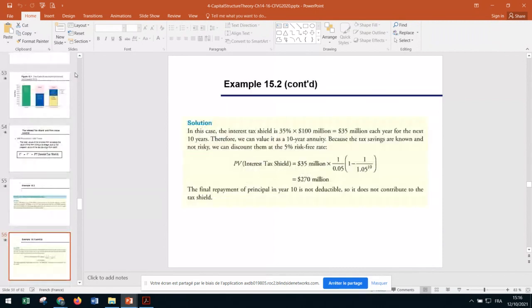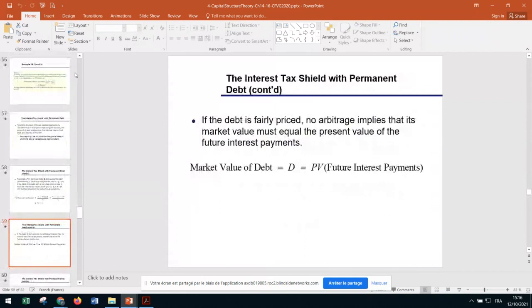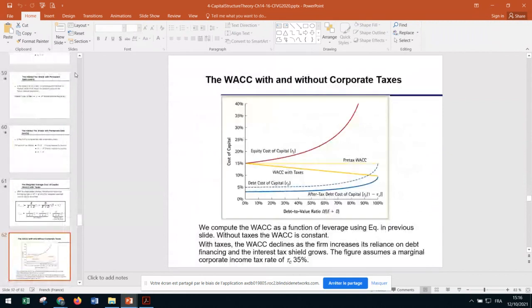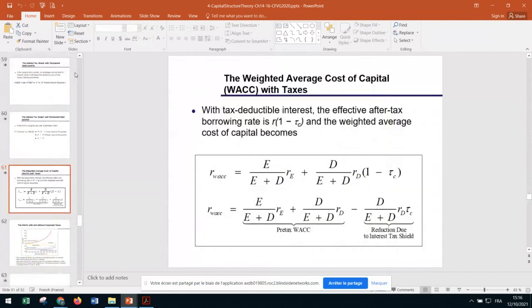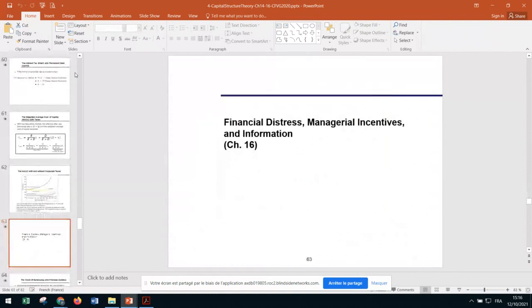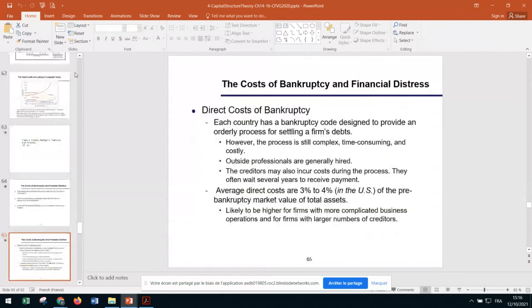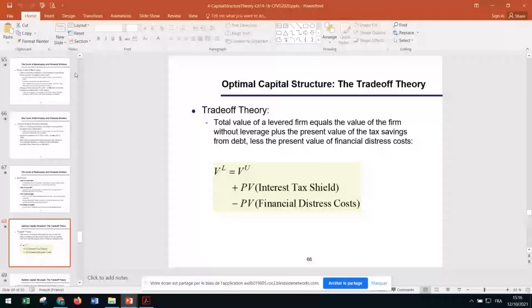All right, and this is how to calculate the present value of the interest tax shield. This is another revisit of the WACC formula. Then we argue that the benefit does not come alone; it comes with associated costs, and the cost that is very obvious is financial distress costs, and the present value of financial distress costs will offset the interest tax shield.